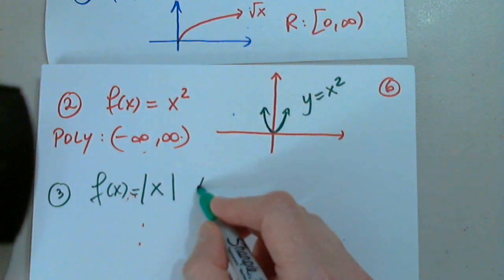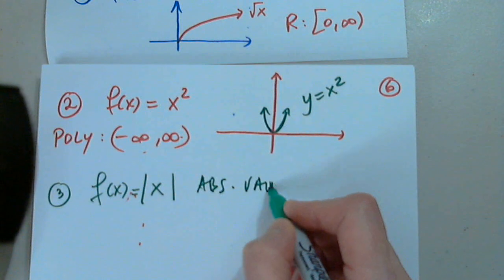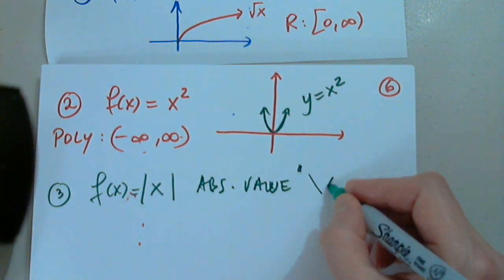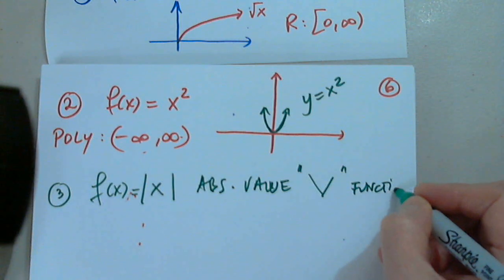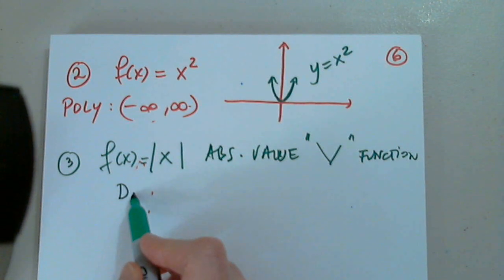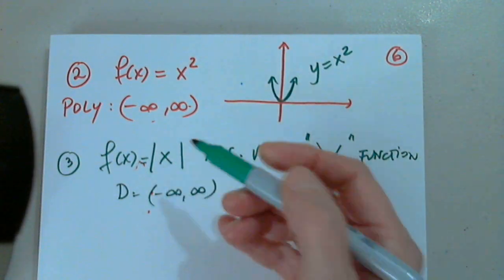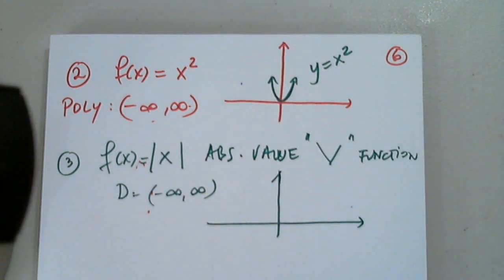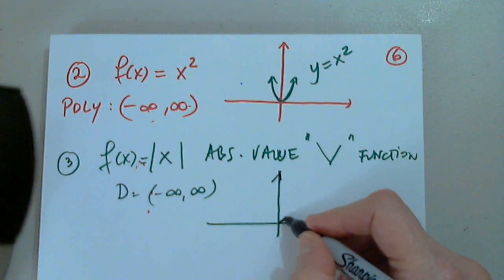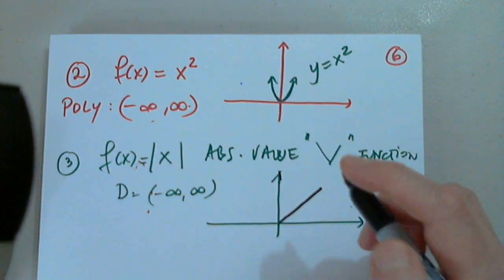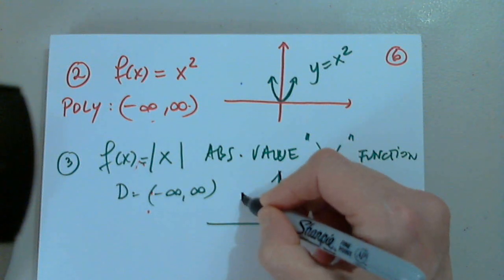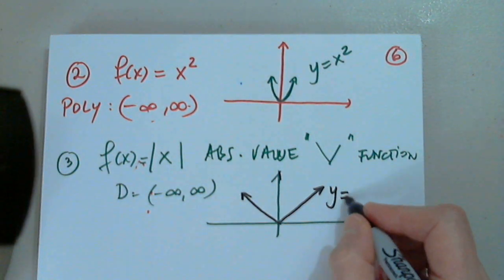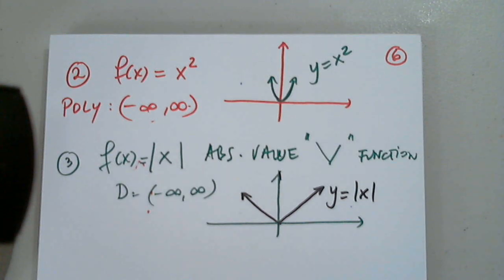Okay, this is the absolute value. Please remember it is also called the V function. Very easy to remember. And yes, it has domain all real numbers. I can put in here anything I want. And here's the graph, like the V function. It bisects the quadrants. So this is y equals the absolute value of x. Very easy function.